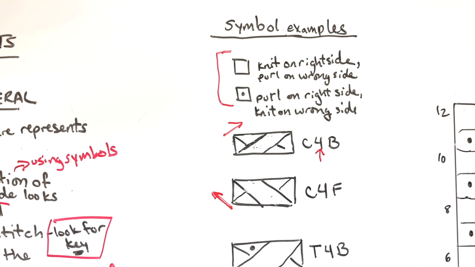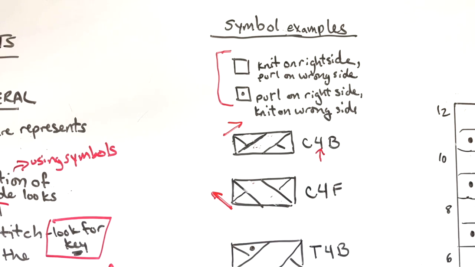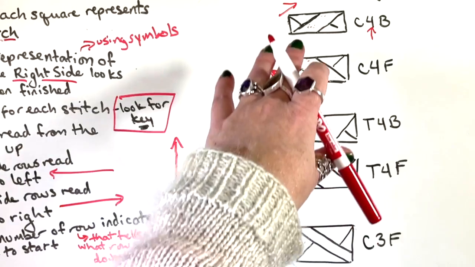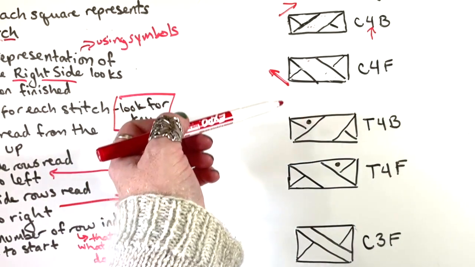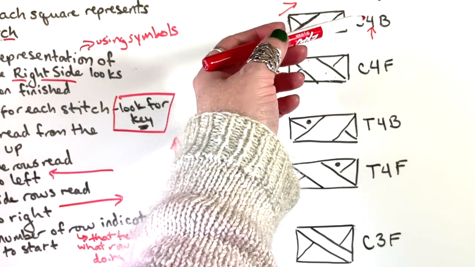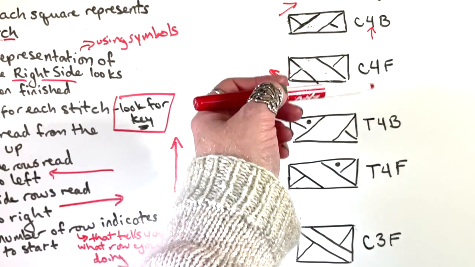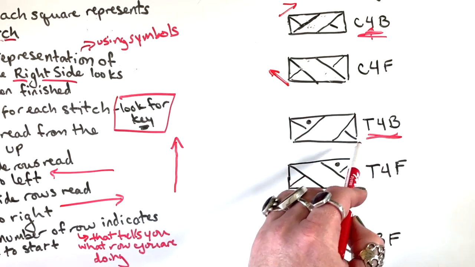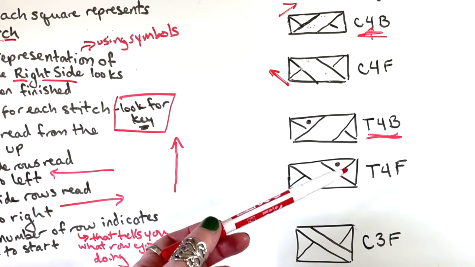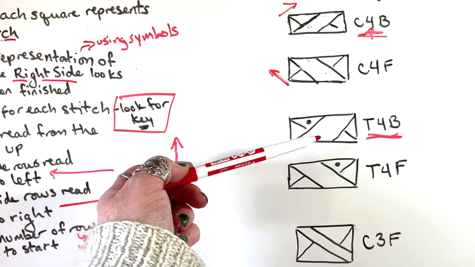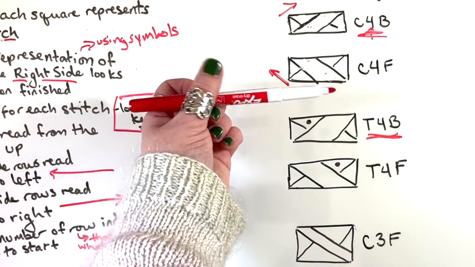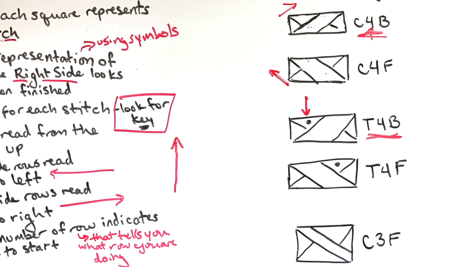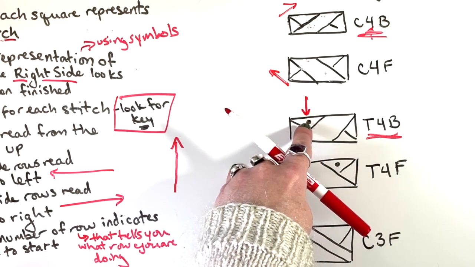Now, I put in a few other pictures here of things you may run across. So the difference between this symbol up top and this symbol down here, with the written language, the only difference between a C4B and a T4B is that first letter. If you look at the symbols, they are really, really similar, except one has a dot in it. And if we think back to blank squares and the ones with dots in them, that indicates a purl stitch or some kind of purling.